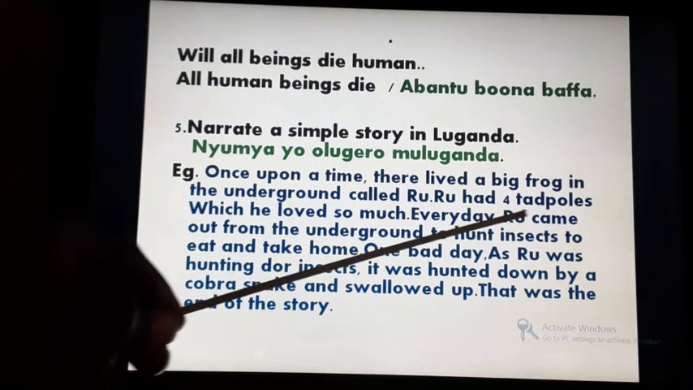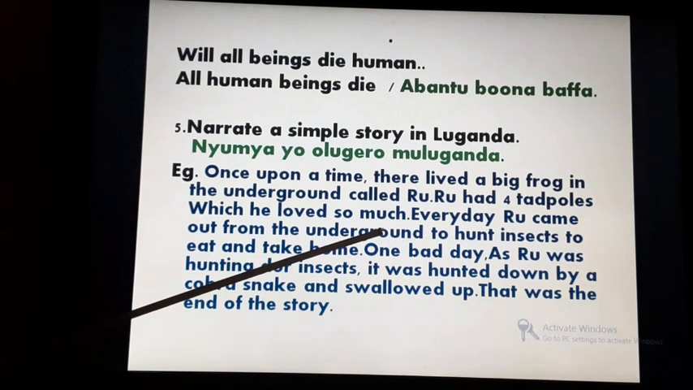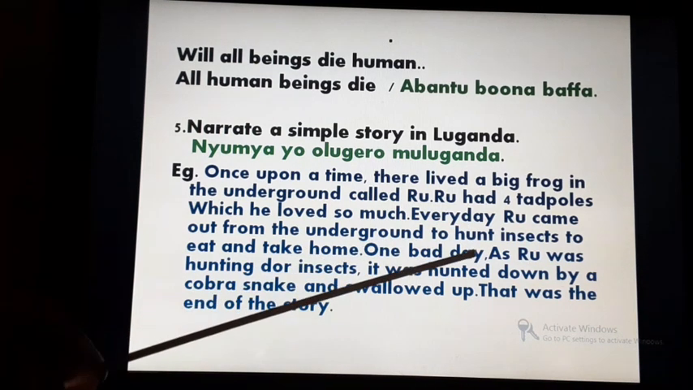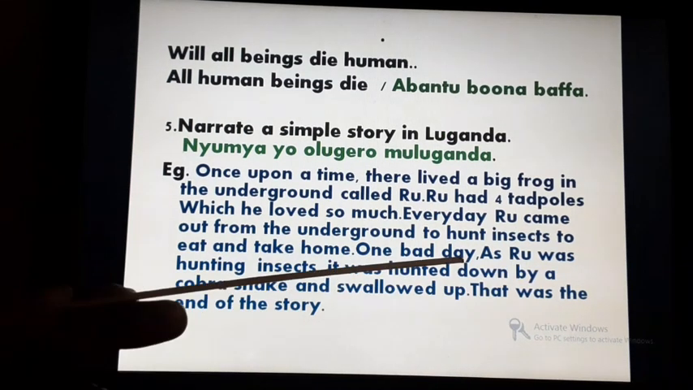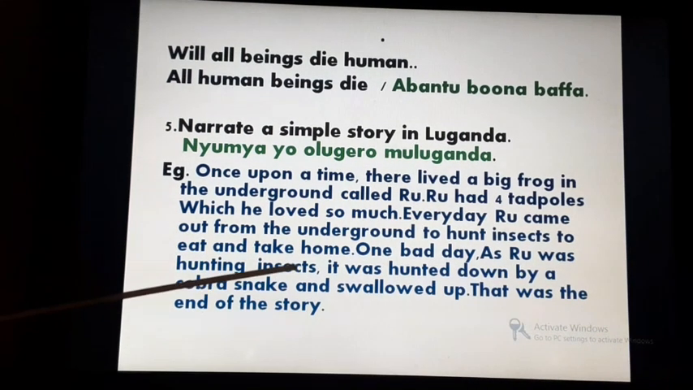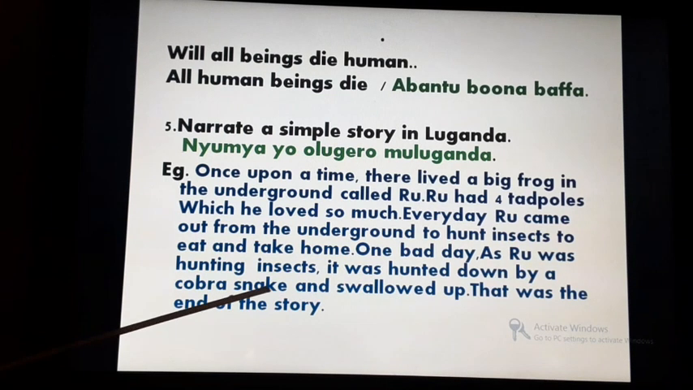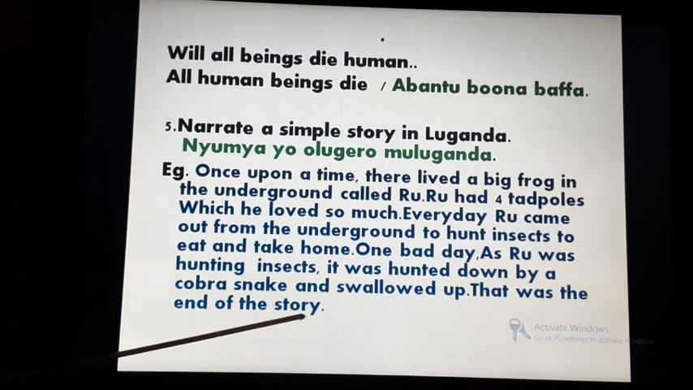Roo had 4 tadpoles, which he loved so much. Every day, Roo came out from the underground to hunt insects to eat and take home. One bad day, as Roo was hunting insects, it was hunted down by a cobra snake and swallowed up. That was the end of the story.